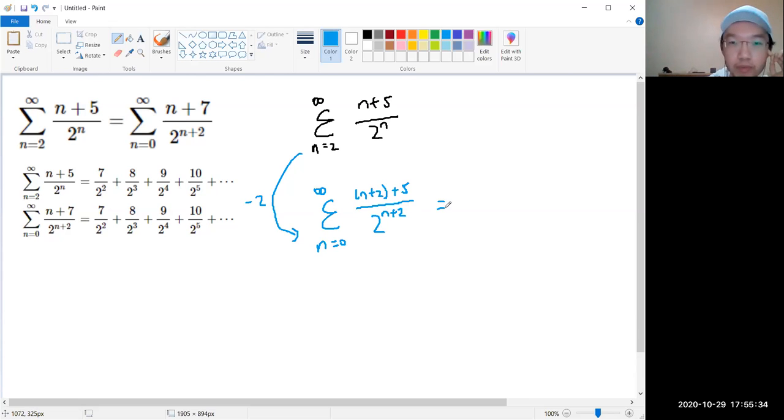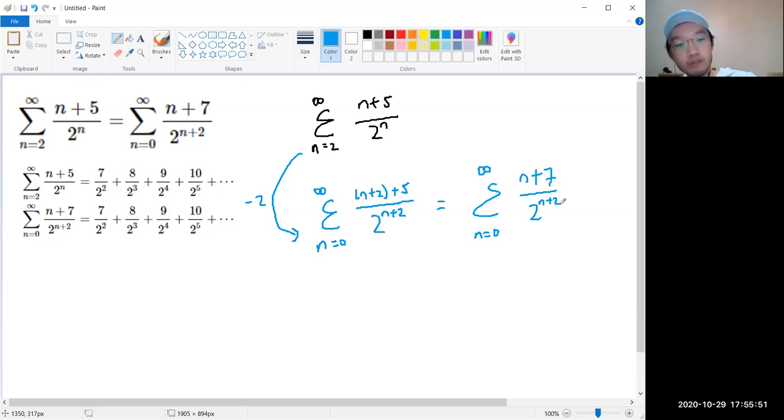And then this becomes the summation of n equals 0 to infinity of (n plus 7) over 2 to the power of n plus 2. Okay, so that's how you perform an index shift. Likewise, if you were to make the index start at a higher number, then you would subtract a constant from n in the formula.